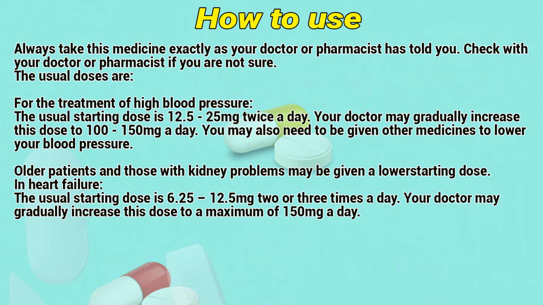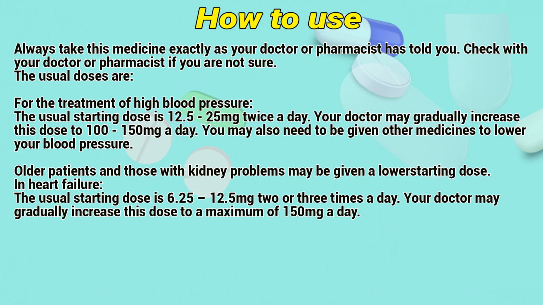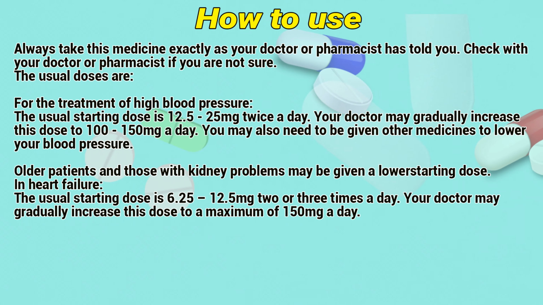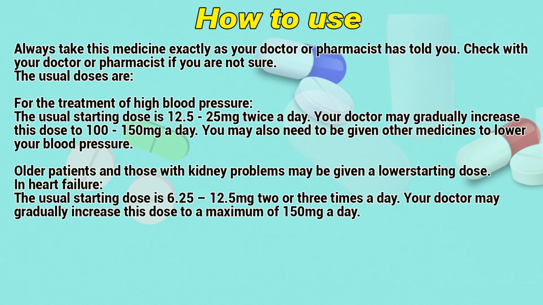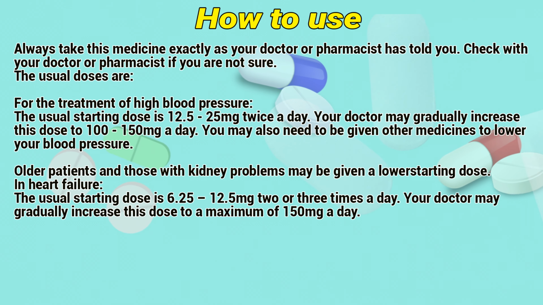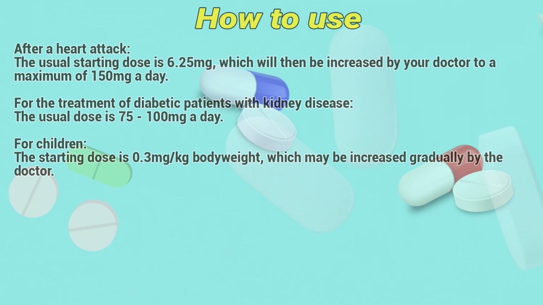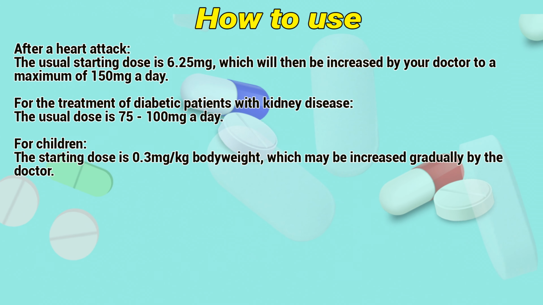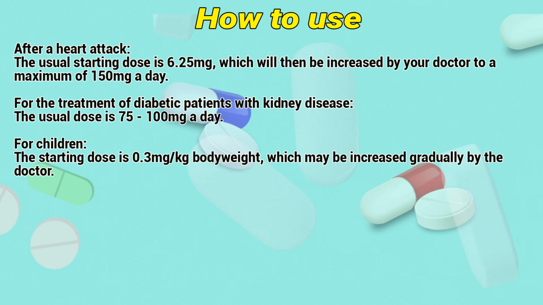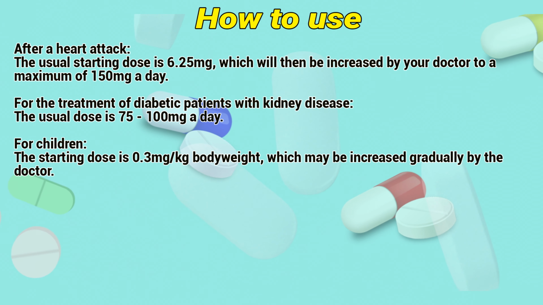Older patients and those with kidney problems may be given a lower starting dose. In heart failure, the usual starting dose is 6.25 to 12.5 mg 2 or 3 times a day. Your doctor may gradually increase this dose to a maximum of 150 mg a day. After a heart attack, the usual starting dose is 6.25 mg, which will then be increased by your doctor to a maximum of 150 mg a day.